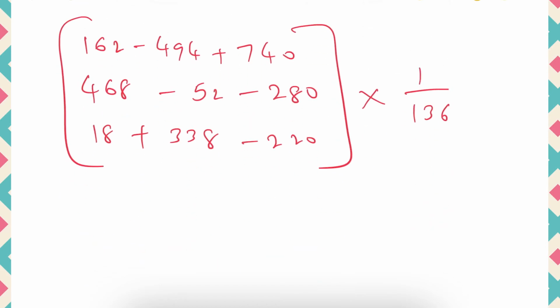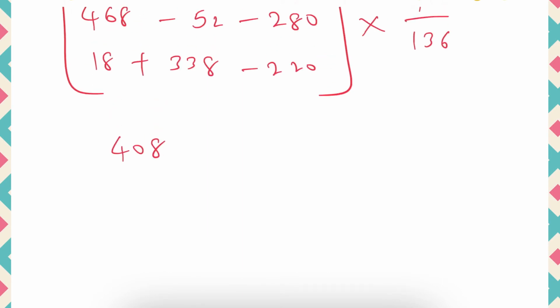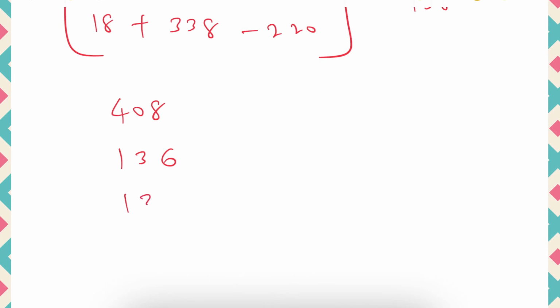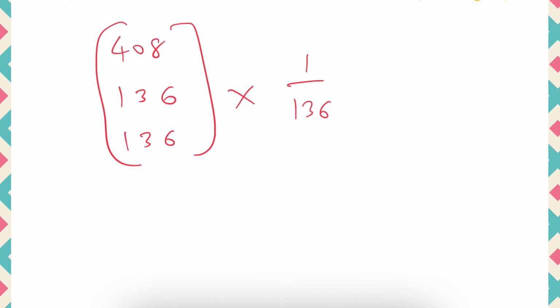Okay, now let us simplify this total. 162 minus 494 plus 740, it is nothing but 408. The same way second row, 468 minus 52 minus 280. It is nothing but 136. Then last will be 18 plus 338 minus 220, 136 again. So this total we are multiplying with 1 by 136. So each and every element we need to multiply with 1 by 136 like this.